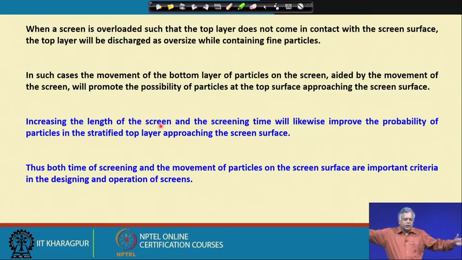But if you increase the length of the screen, what will happen? The screening time will likewise improve the probability of particles. Suppose I have a 1 meter length of screen, and the particle bed is such that the particle movement at each layer passes through the 1 meter length without the top layer having any opportunity to interact with my apertures.